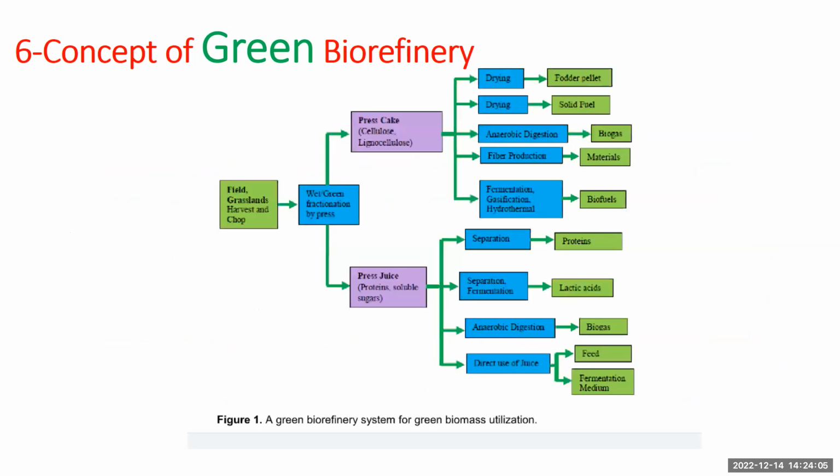We can see the system of the green biorefinery. First the chain comes from the field, grassland, harvest and chop, and wet green fractionation by press, and we get press cake and press juice. After that, we can produce energy and chemicals and food or feed.